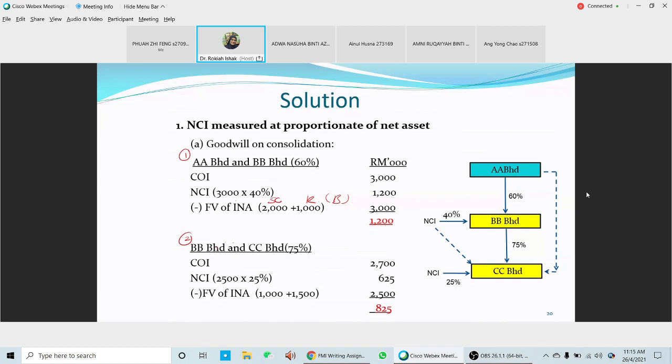Okay, B and C, the COI is 2.7. This one is from the balance sheet. NCI is net assets of 2.5 times 25%, so we're going to have 625. Net identifiable assets here: this one is share capital, 1.5 here is reserve, 2.5. So we're going to have 825 for the goodwill.